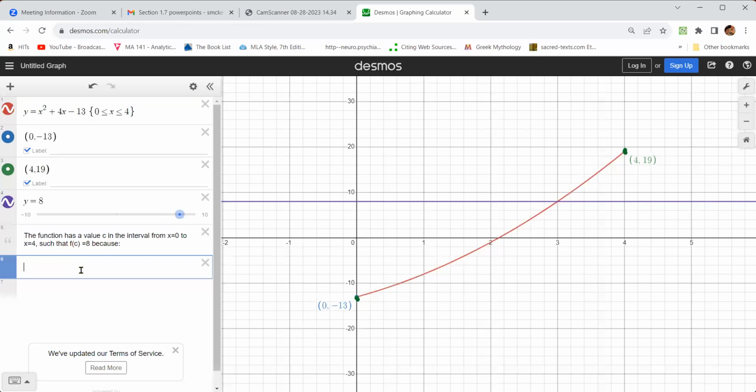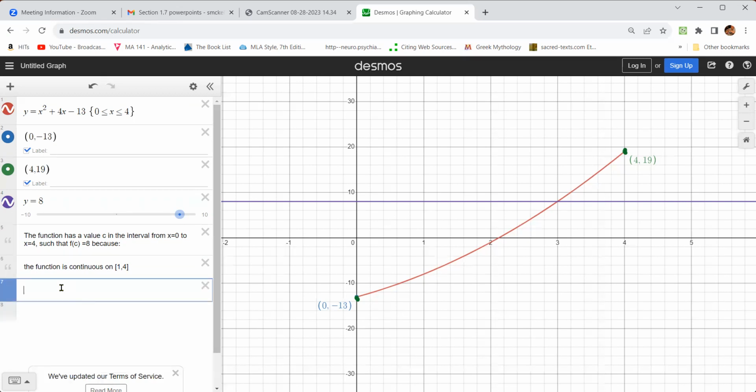So the intermediate value theorem says this function has to be continuous first, before we even think about where it might be or not. We have to know, is this continuous on this interval? Because first of all, the function is continuous on the interval. I'm going to use interval notation: on the interval from 1 to 4, right there. The function is continuous on the interval 1 to 4.